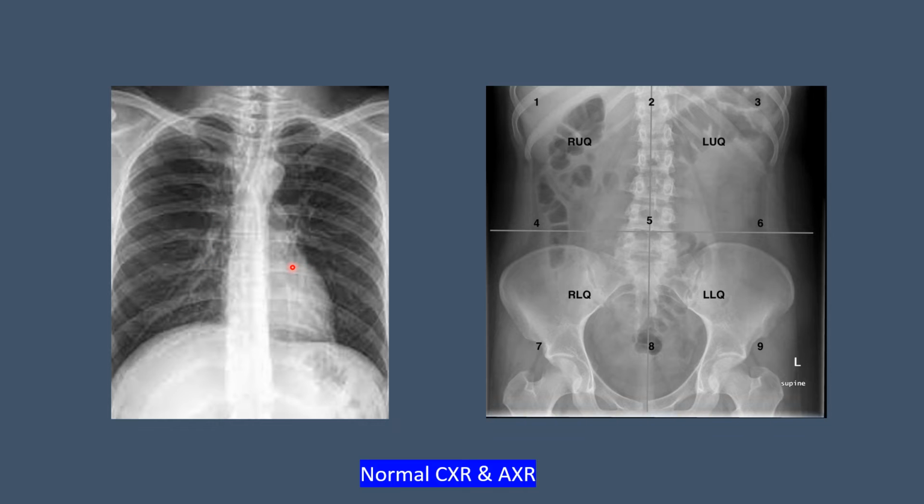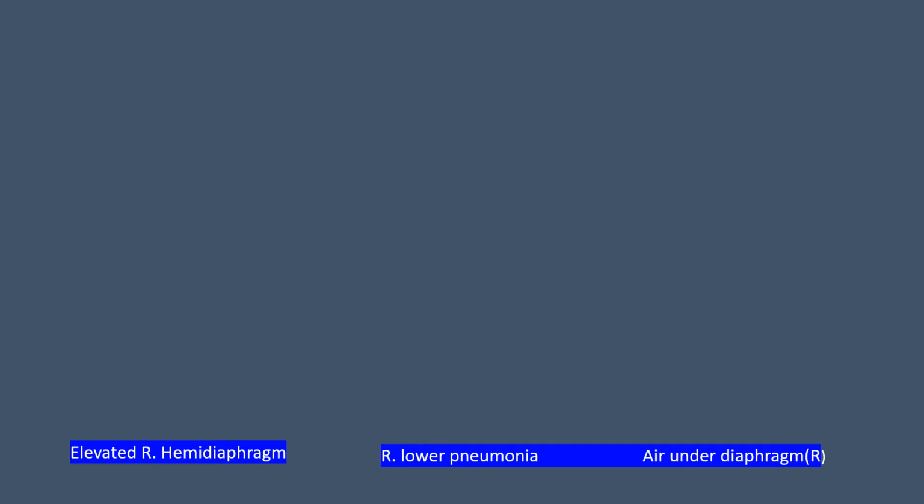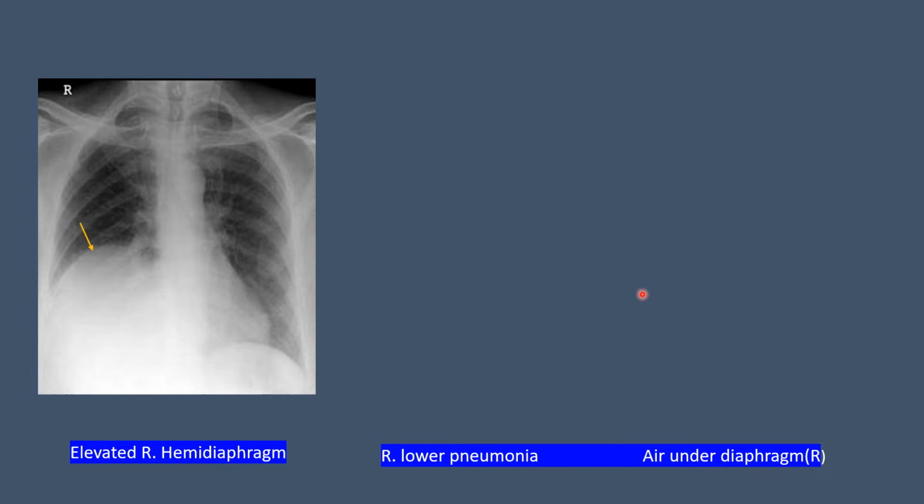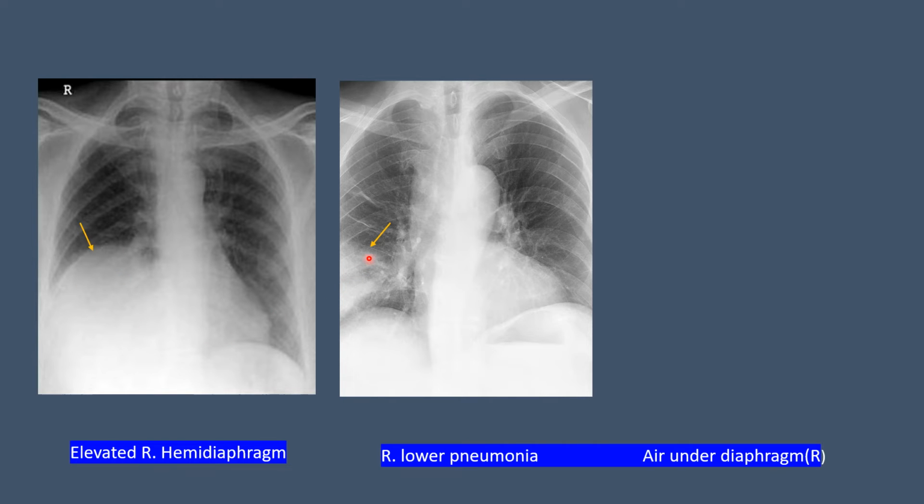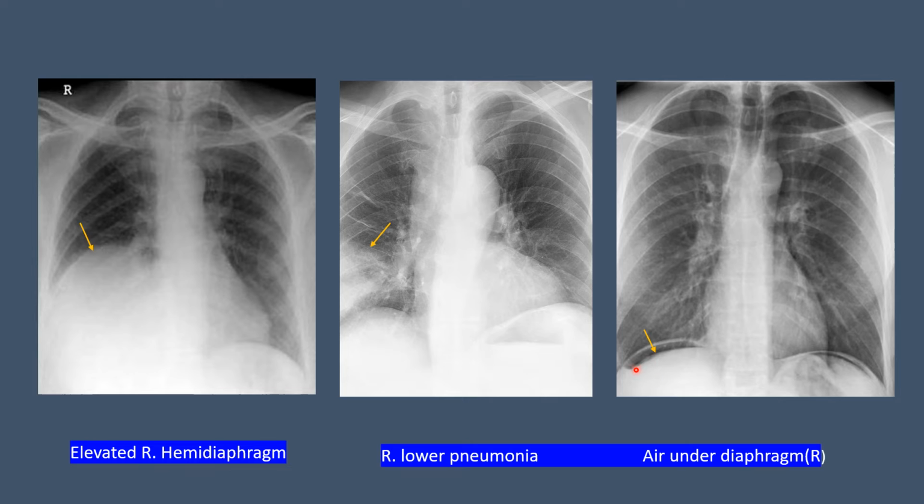So it is important for patients having severe upper abdominal pain to do these two investigations to rule out pathologies that can be identified in these X-rays. Some of the things that can be excluded are elevated right diaphragm, which is a feature of a liver abscess, consolidation of the right lower lobe or right lower pneumonia, and free air or pneumoperitoneum under the diaphragm, which shows a perforated peptic ulcer.